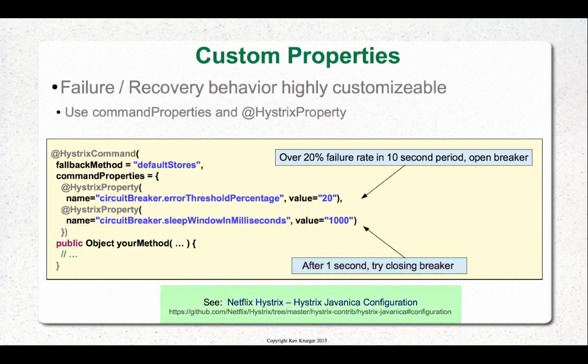If you want to see all of the options that are available, and there are quite a few, take a look at this link to the Hystrix Javanica library. Javanica is Netflix's Java library for Hystrix, and I think their documentation here is really quite good, much better than what they've done in the Ribbon documentation, for example.